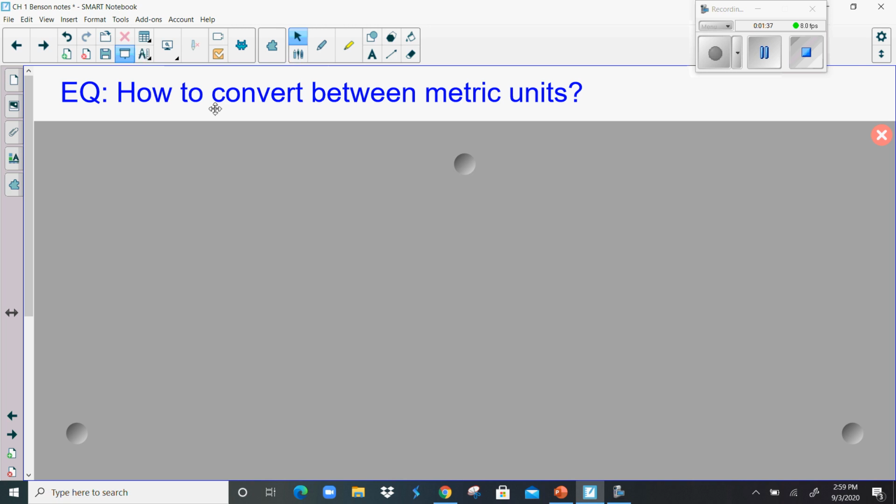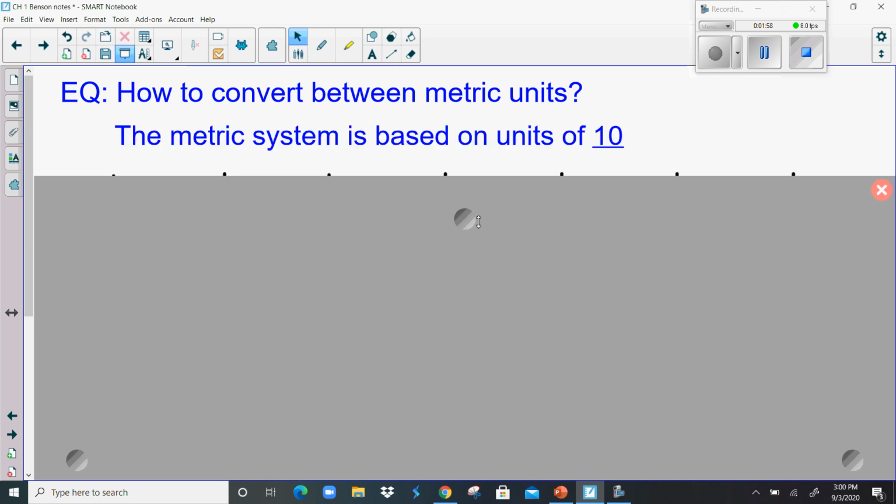Our essential question today is how to convert between metric units. All right, so jot this down, and the nice thing about a video is, remember, you can pause it if I'm going a little bit too fast, so you can catch up with your writing. So we're going to show you how to convert between metric units, and the reason that it's a pretty simple thing to do is because the metric system is based on units of 10.